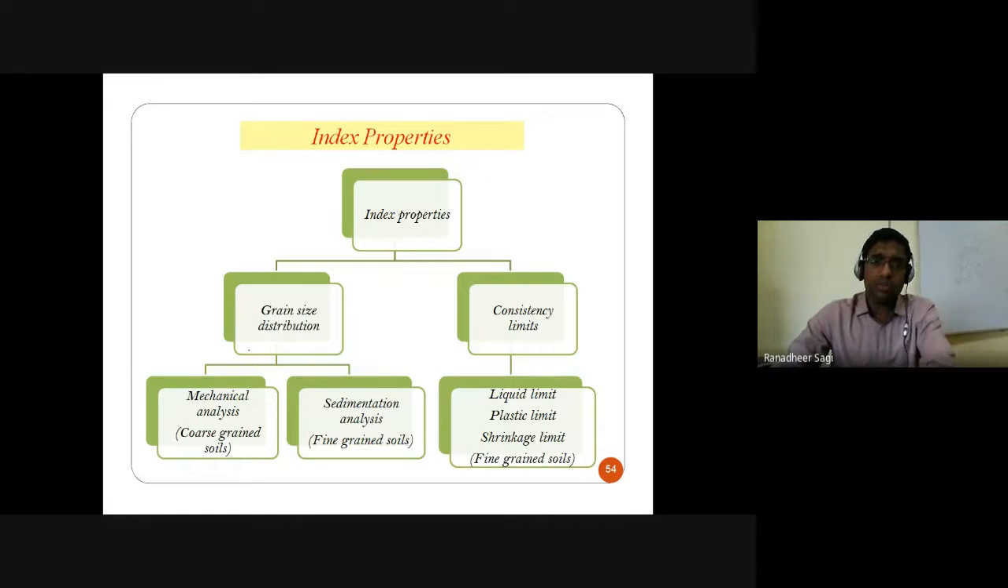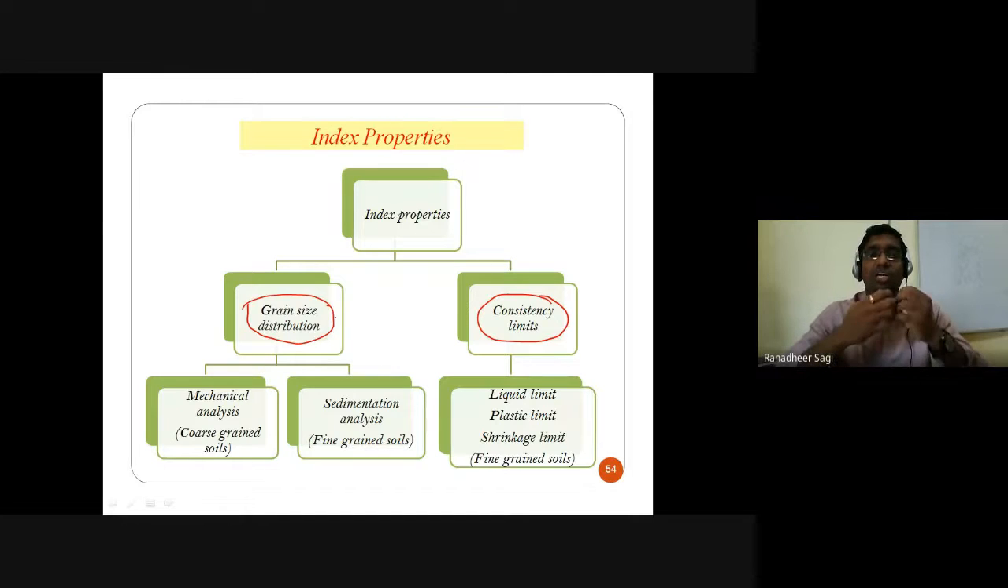So these index properties we are referring to are broadly categorized into grain size distribution analysis and consistency limits. And what does grain size distribution analysis mean? It is all about understanding the different sizes of particles, the different sizes of grains, existing in that soil. That is what we are going to understand from the grain size distribution.